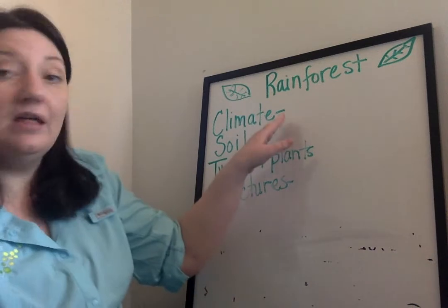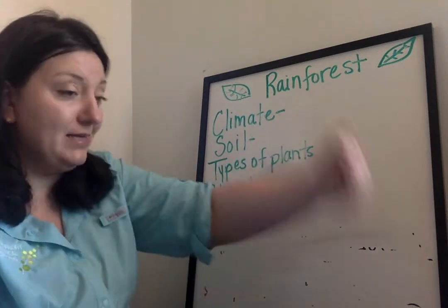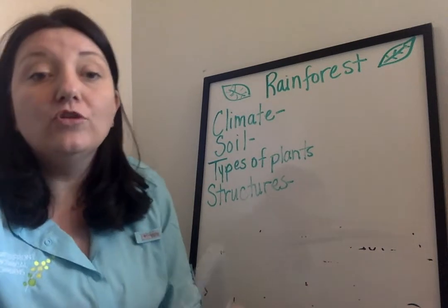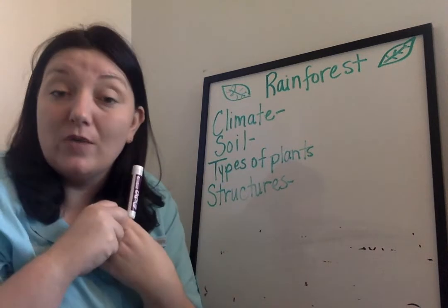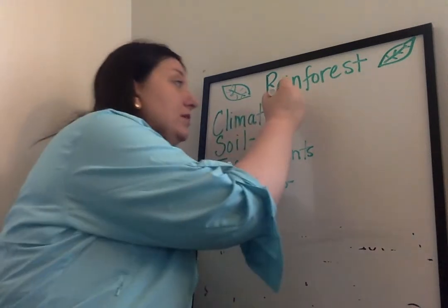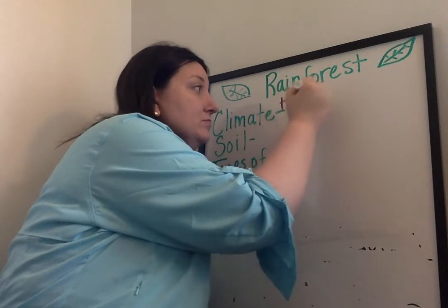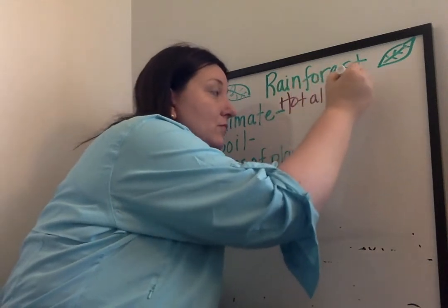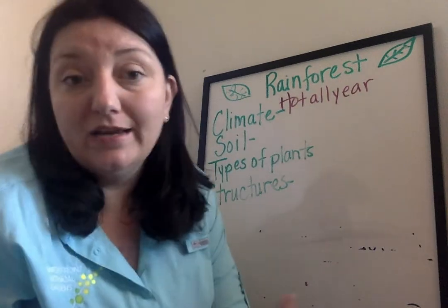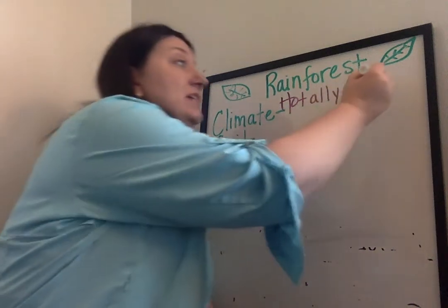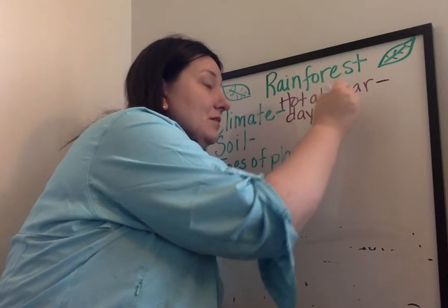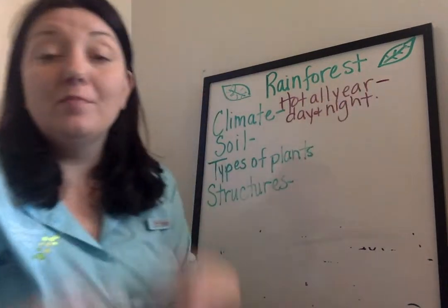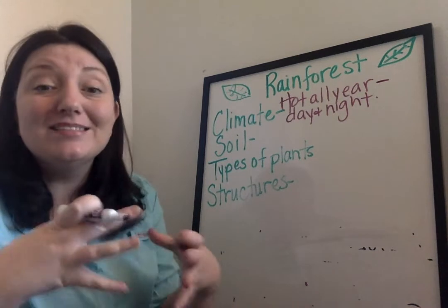But talking about the climate in the rainforest, remember, boys and girls, that means weather over time. If we're looking at the Amazon rainforest in South America, we're looking at a place that's very close to the equator. So it's hot all year round. Okay? And unlike the desert, when the sun goes down, it stays hot. So it's hot all year round, and it's hot both day and night.